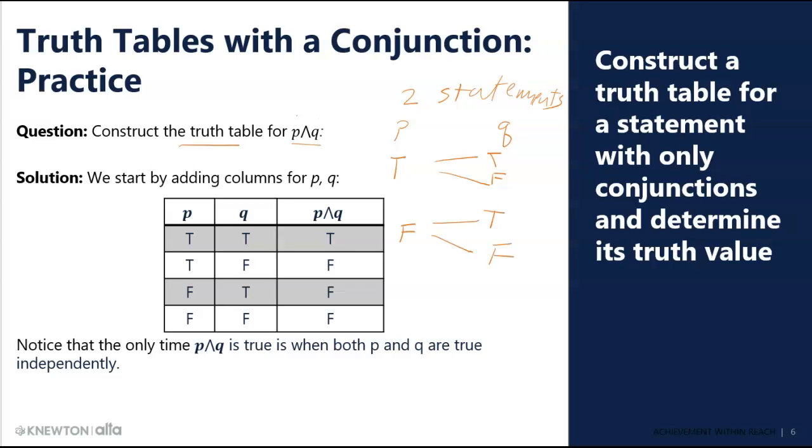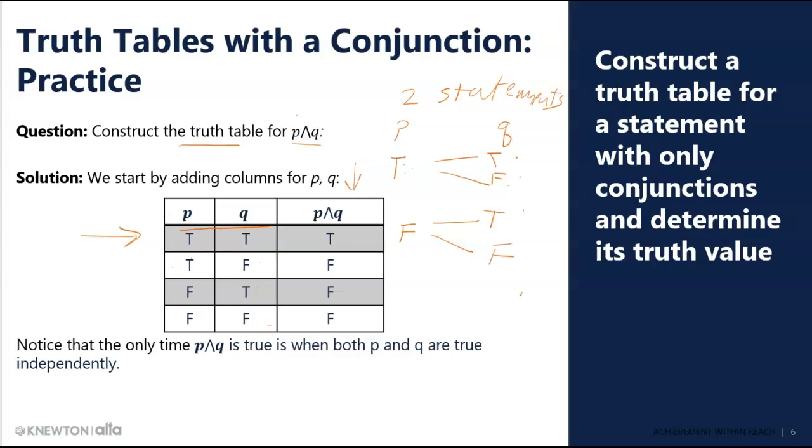Your input rows, this is called a row, this is called a column, have to include all four of these paths. You can see I have a path that goes true, true: P is true, Q is true. That's the first row. I have a path that goes true, false. That's the second row. Then if P is false, Q could be true, so false, true, then false, false.